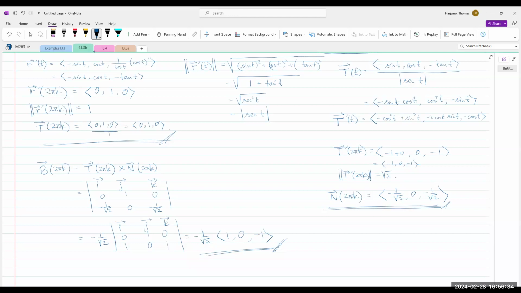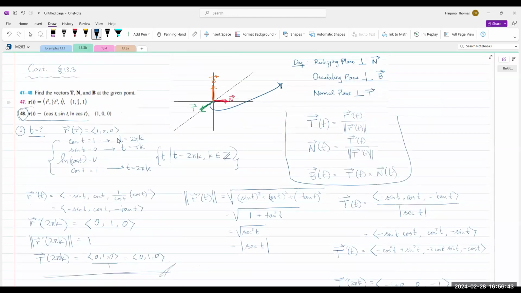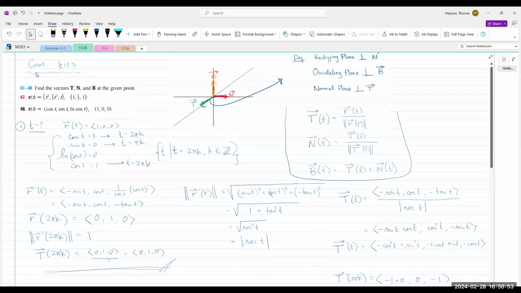Now, through this question, the work is actually very long. You may not be used to it yet, but I need you to be aware of that. Okay, that's for number 48.